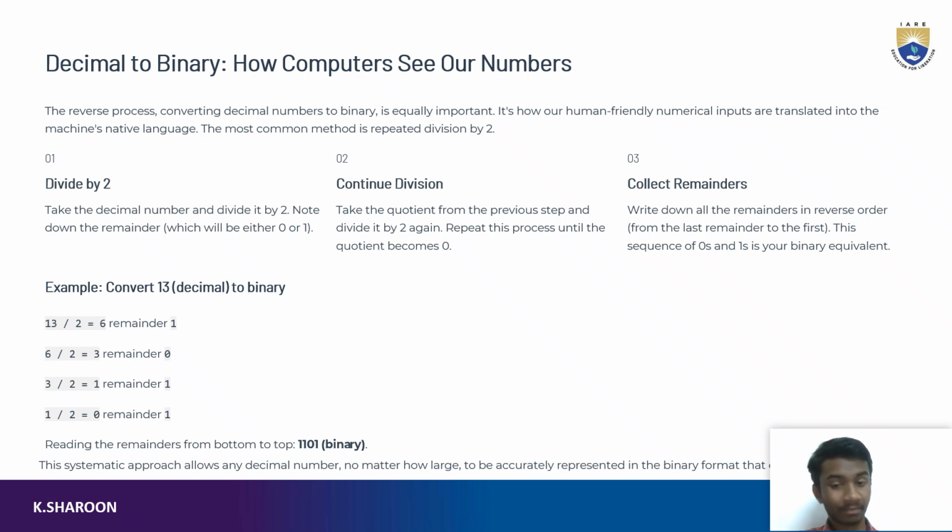Continue division: take the quotient from each step and divide it by 2, repeating this process until the quotient becomes 0. Collect remainders: write down all the remainders in order, from the last remainder to the first. This sequence of zeros and ones is your binary equivalent.